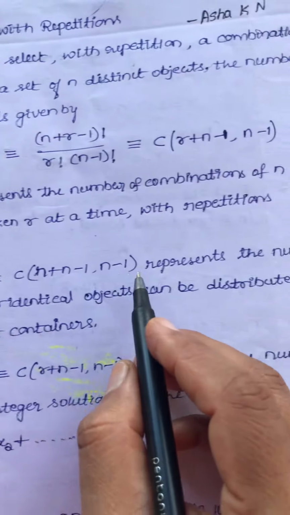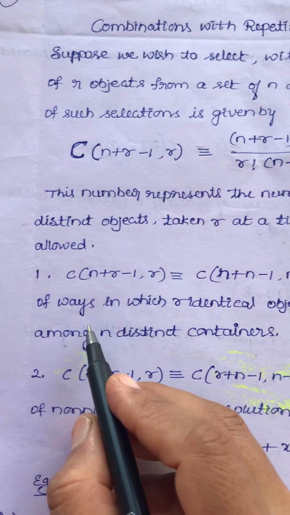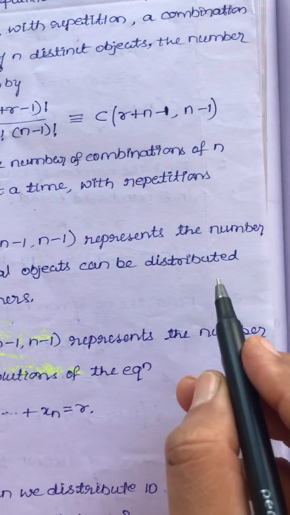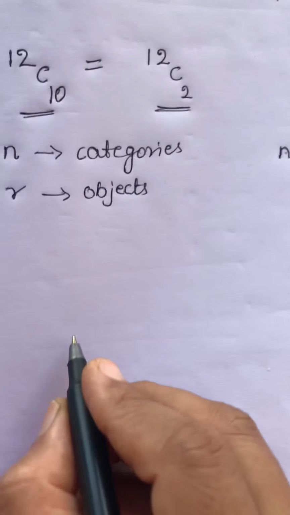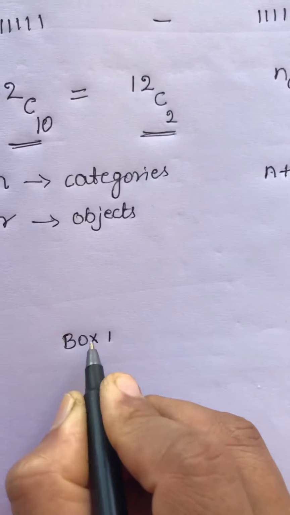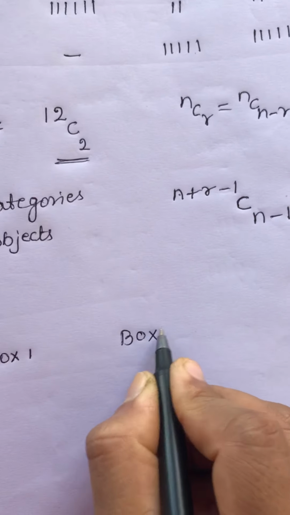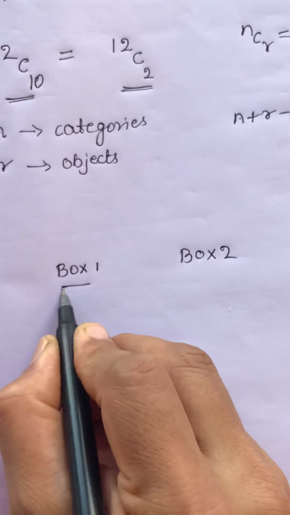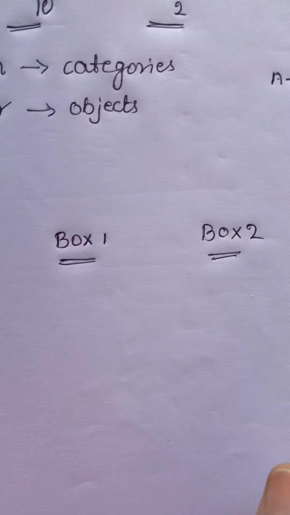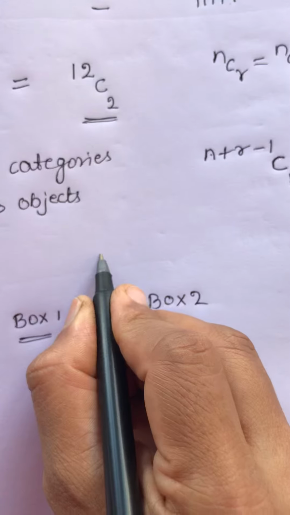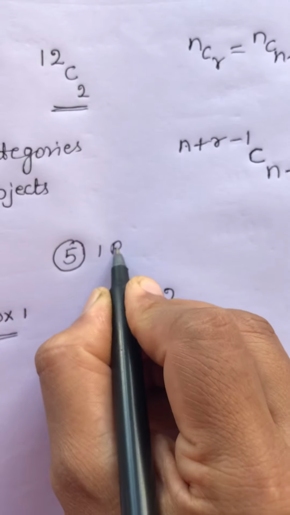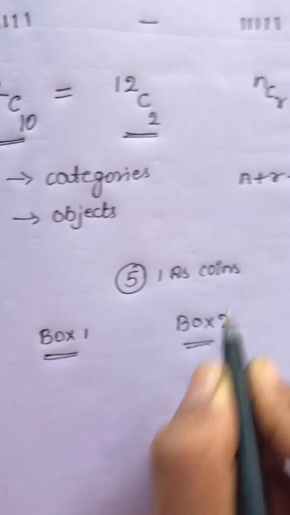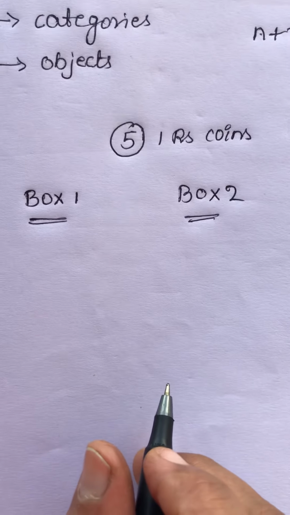Now the same formula also represents the number of ways in which r identical objects can be distributed among n distinct containers. Say for example, I have box 1 and box 2. Two boxes are there, two different, distinct boxes. What do I want to do now? I want to put 5 one rupee coins. All 5 are one rupee coins which look identical. In how many ways can I do the distribution?